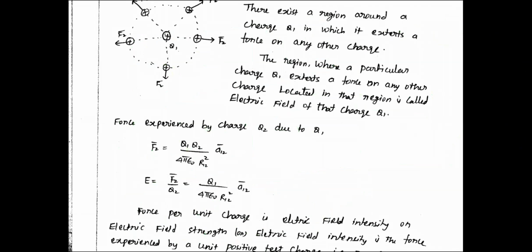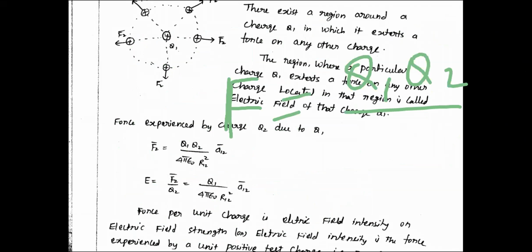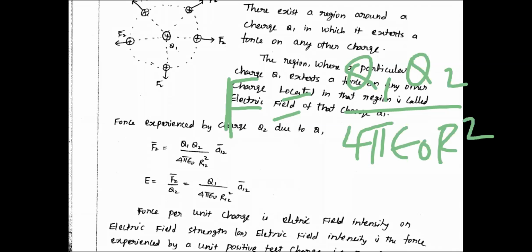What is the relation between force and electric field? The force we have taken as Q1 Q2 divided by 4 pi epsilon naught r square. This is the force between these two charges. Say Q1 is a fixed charge at a fixed position, and Q2 is in your hand, movable, in the sense that you can vary r.